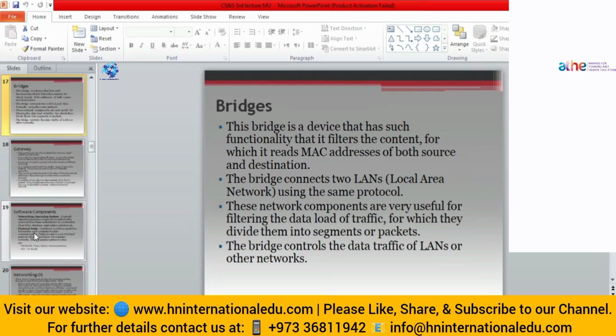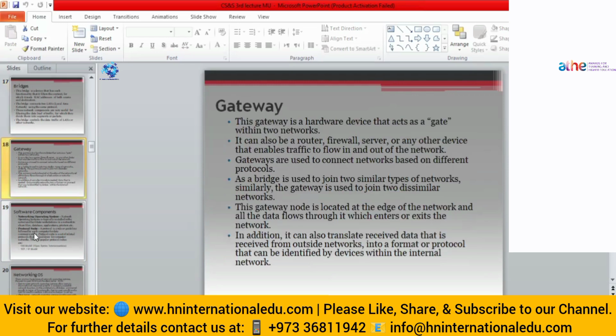So these network components are very useful for filtering the data load of the traffic, for which they divide it into segments or packets. Whenever they have a lot of traffic or a lot of requests are being sent, they can divide their load. So the bridge controls the data traffic of a LAN or other networks.